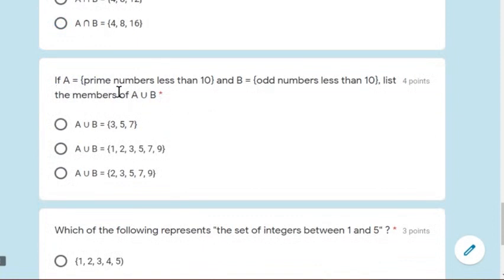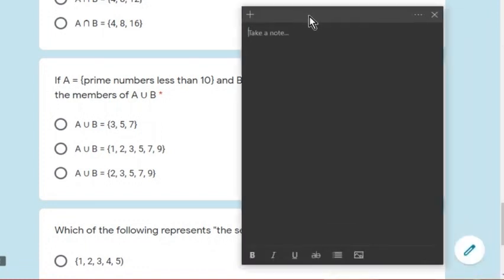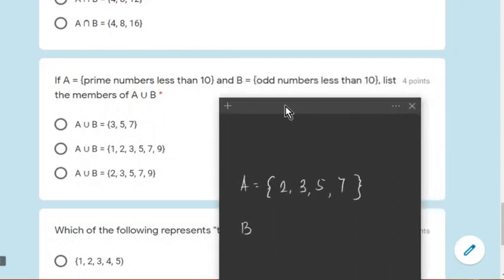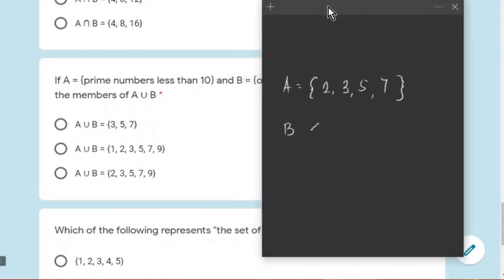Now, if A is prime numbers less than 10 and B is odd numbers less than 10, let's list those members. A is prime numbers less than 10, so that will be 2, 3, 5, and 7. Then B is odd numbers less than 10, so we have 1, 3, 5, 7, and 9. Now I want A union B. I'm listing all the members without repeating them. So I have 1, 2, 3, 5, 7, 9.